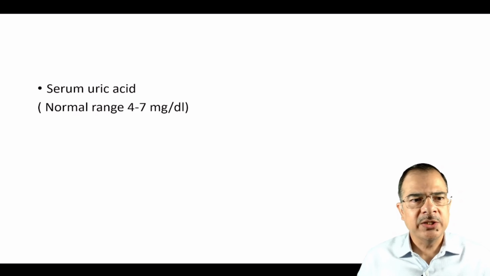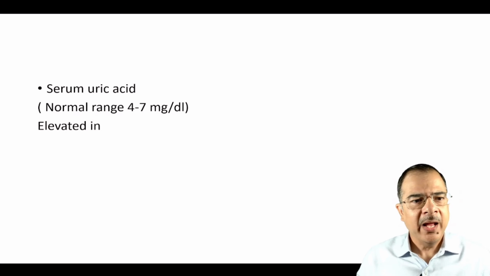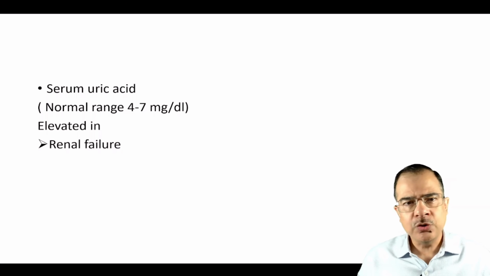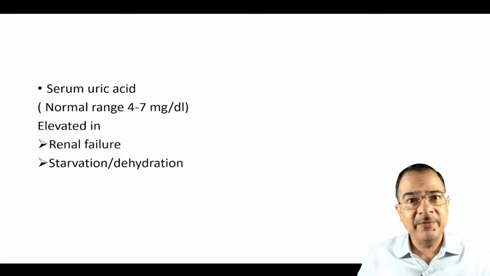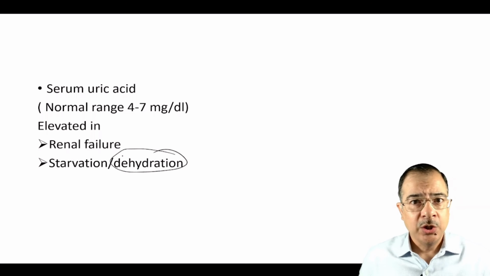Uric acid: serum uric acid level normal range is 4 to 6 in females and 4 to 7 in males. It will be elevated in any sort of renal failure, and in starvation or dehydration. This is very important: a patient has diarrhea, vomiting and came with a high uric acid level. So this is due to the dehydration effect.